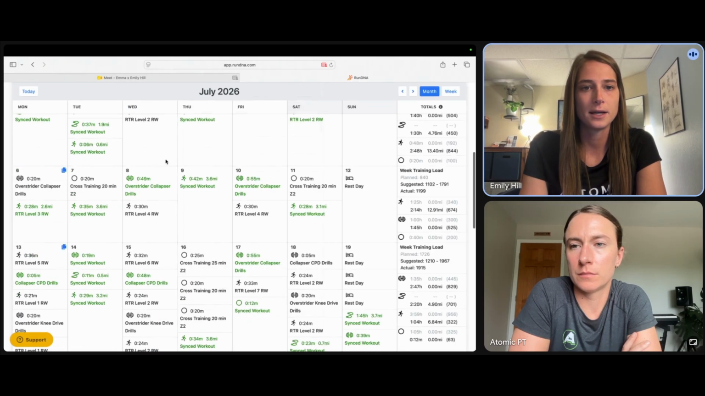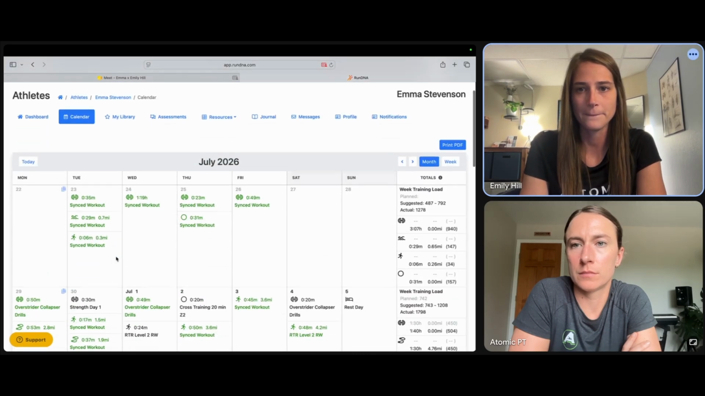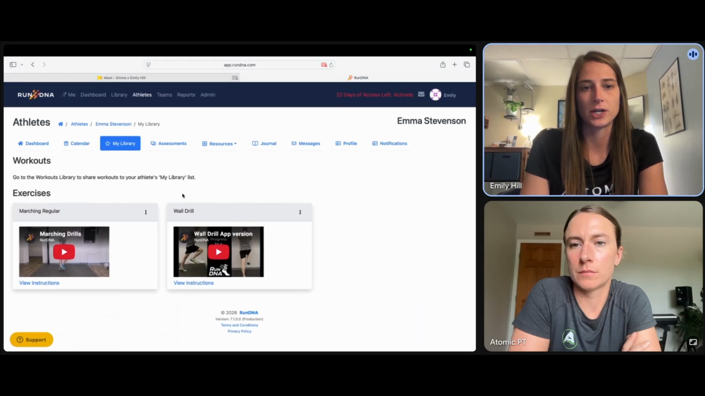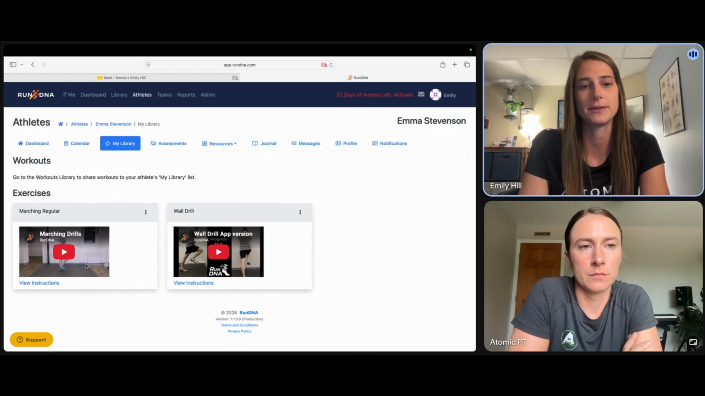And then another thing I might do is, I might also add some extra exercises if I wanted Emma to do anything specific for mobility or strength to her library section, and then she could go there and see the videos, and then I would add sets and reps to that as well.